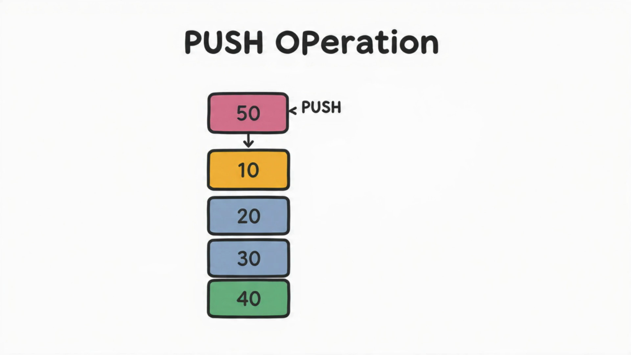First, understand push operation. Push operation inserts a new element into a stack. Before insertion, we check whether a stack is full. If stack is full, overflow condition occurs. Overflow means no space is available. Let us understand using example. Suppose stack size is 5. If all 5 positions are filled and we try to insert another element, then overflow occurs.